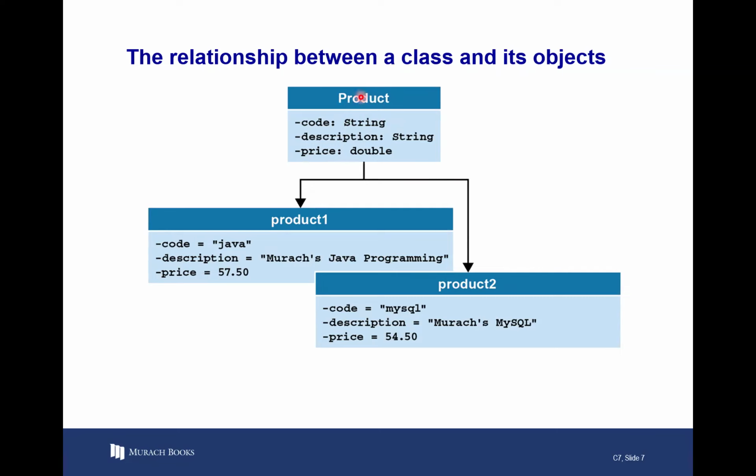This is the class and its object interdependencies. This is a product class which has 3 private variables: code, description, price. Code is string, description is string, price is double. You create 2 objects, product 1 as one object and product 2 as another object. Product 1 has code value as Java, description value as Murad's Java programming, and price value is 57.50.